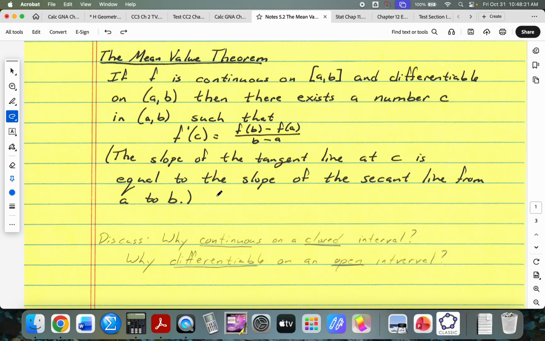Another way to say this is that at some point c, the instantaneous rate of change is equal to the average rate of change of f.